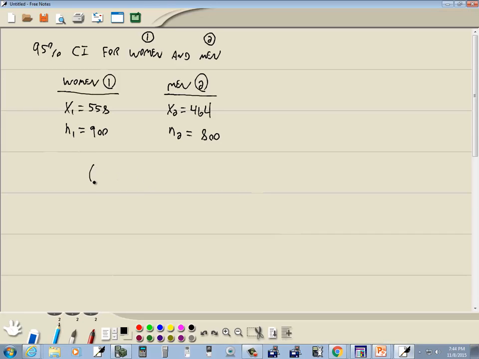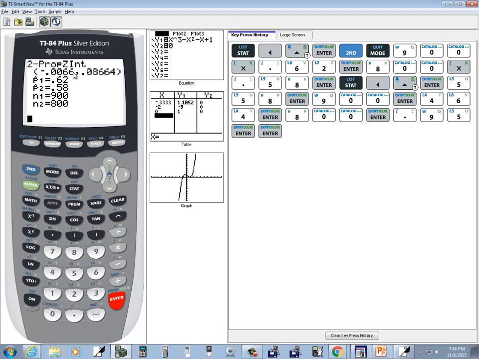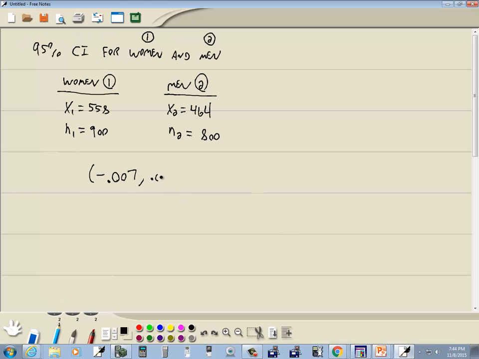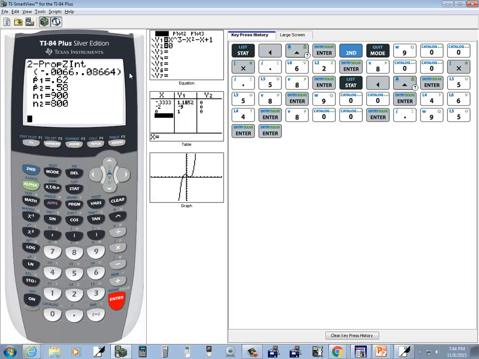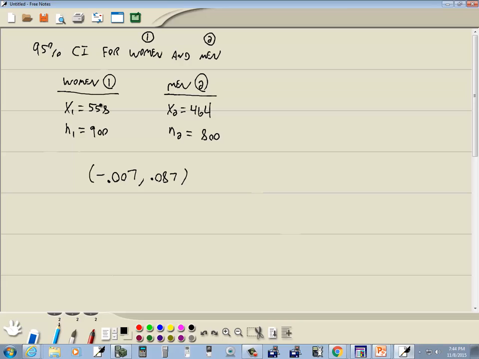And to 3 decimal places, we'll have negative 0.007. I rounded up because this is 5 or greater. And then 0.087. Again, I rounded up because this is 5 or greater. And this would be our answer.